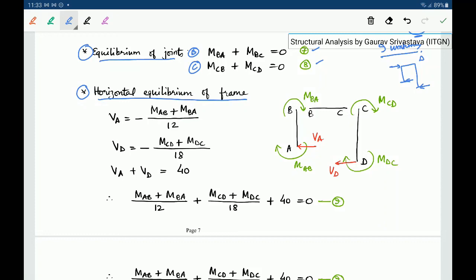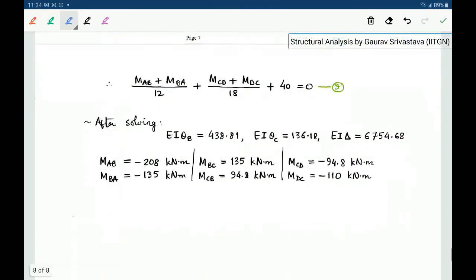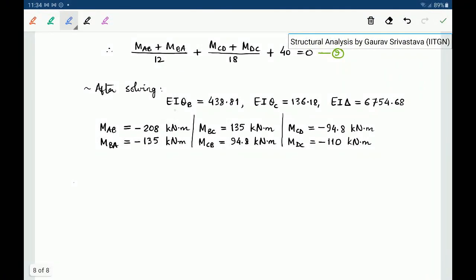We can do the individual member force balance, which gives us VA and VD in terms of the end moments MBA, MAB and MCD, MDC. The equilibrium equation we will have is VA plus VD equal to 40, because there is a 40 kilonewton force being applied. So this gives us the 9th equation. Now we have 9 equations and 9 unknowns, and once we solve them we can find out theta B, theta C and delta, and once we have found those we can find the end moments, all of them.